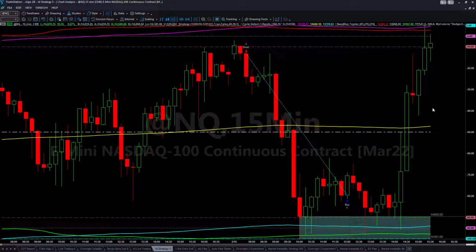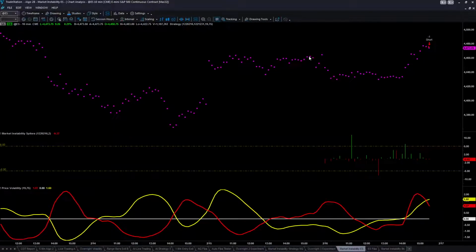Yeah, I do trade the 15-minute time frame because the strategies are all designed to run on the 15-minute time frame. I do have another strategy that actually runs on a market instability chart here off of the 10-minute.